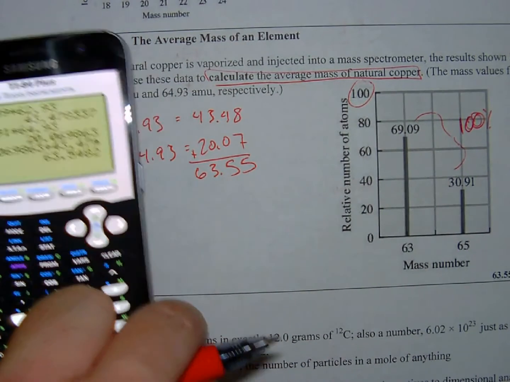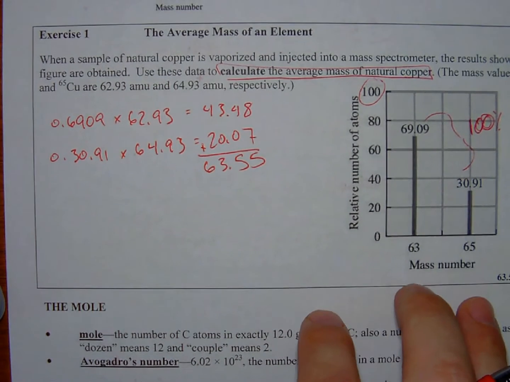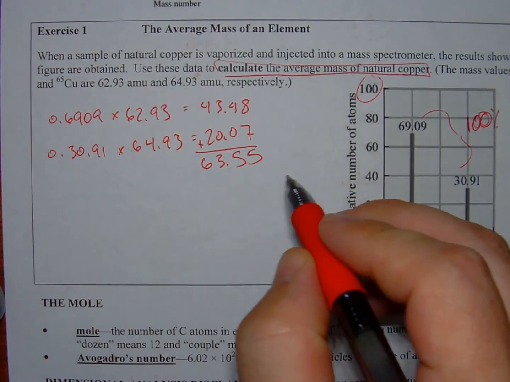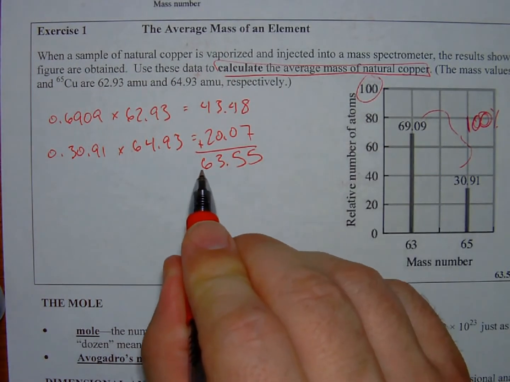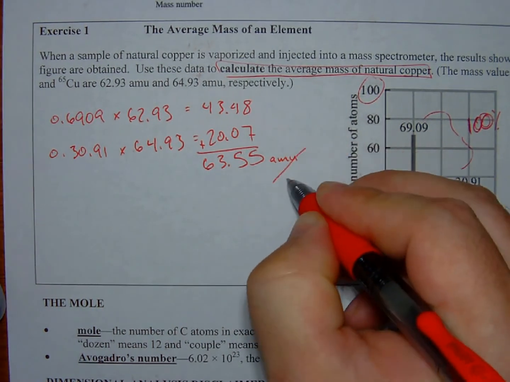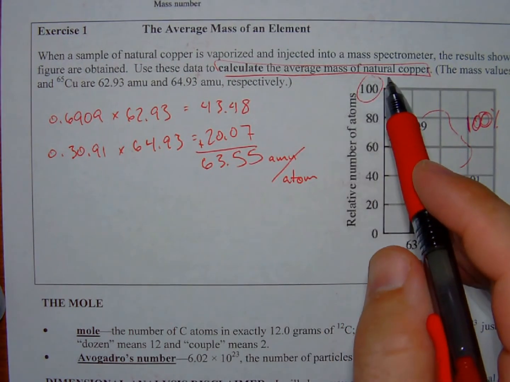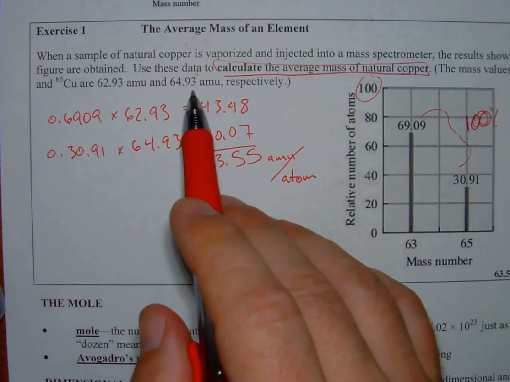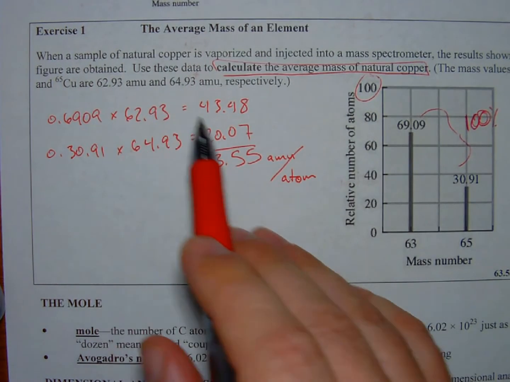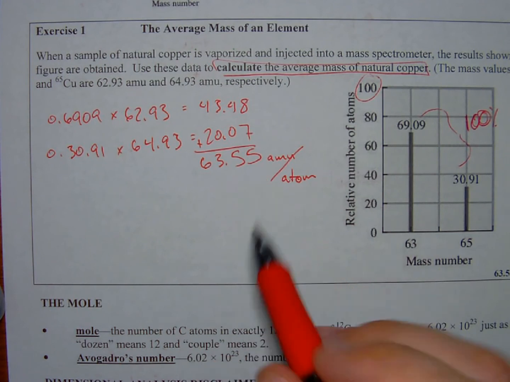All right, do we agree? Any calculator mistakes that I made? And so the average atomic mass of copper is 63.55 AMU per atom. Now it's not grams per mole because we're calculating the average mass of a copper atom, right? And the units for the individual masses is in AMU. And so I definitely want to use AMU in my units in my response.